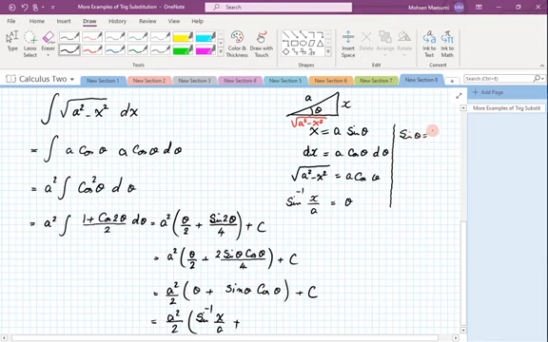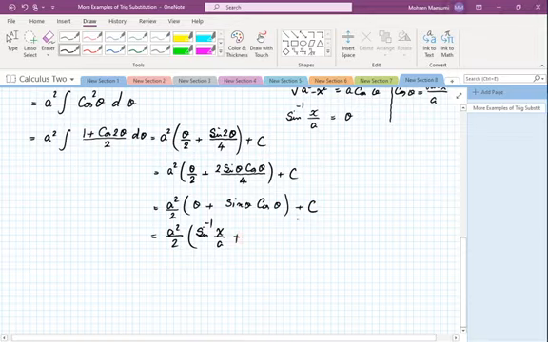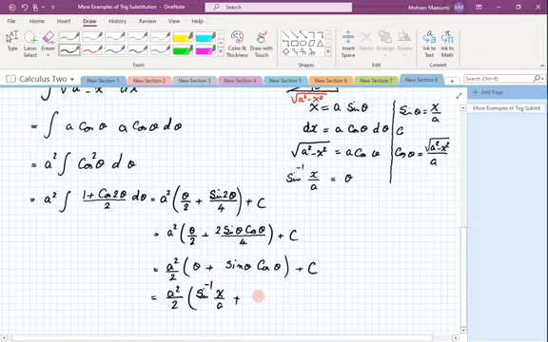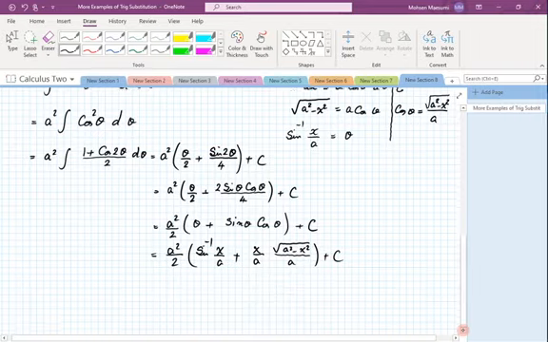Sine theta is of course x over a, and I need cosine theta. Let me write it here. Cosine theta is going to be this radical over a. So we have done this thing before, so I'm going to be a little bit faster. So sine theta over a is x over a. Cosine theta is radical a squared minus x squared, that one also over a, and a constant.